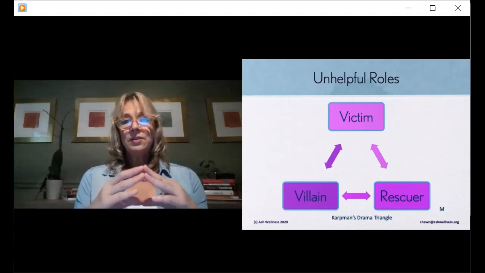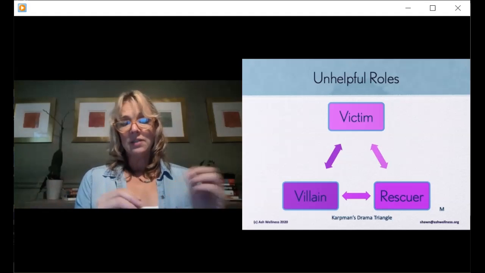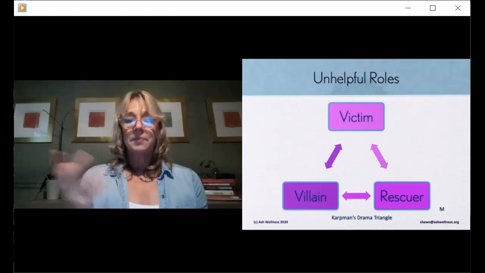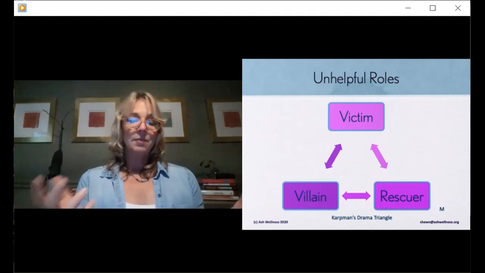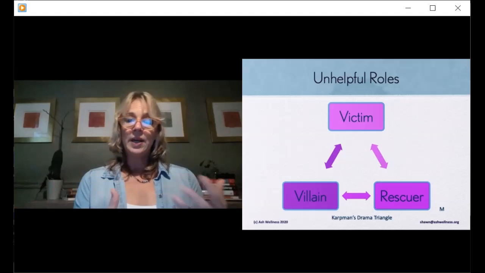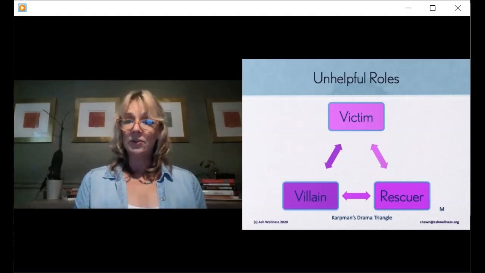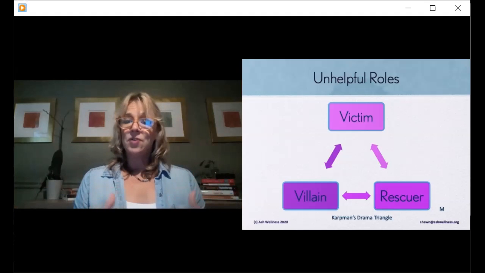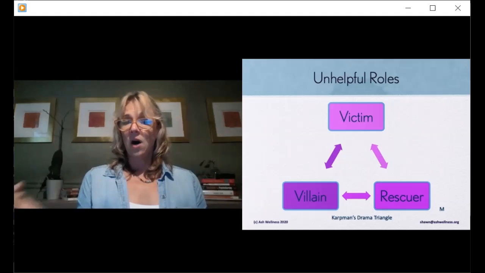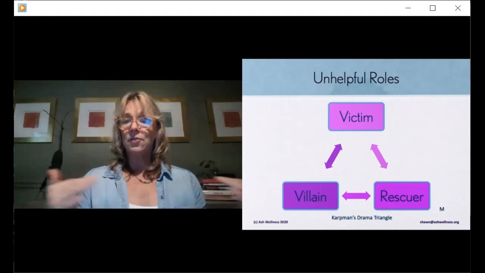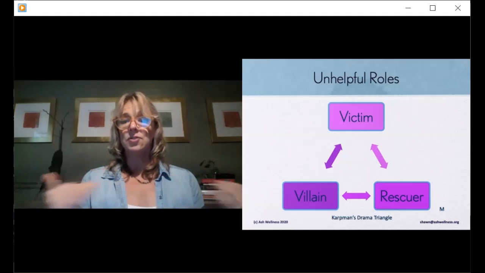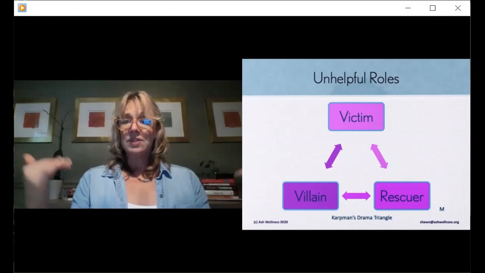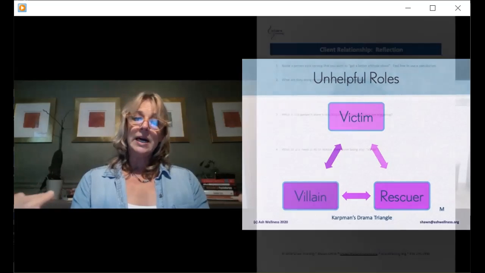So this triangle needs all 3 pieces to work. It needs a victim, it needs a villain, that was a hard word to say, and it needs a rescuer. Once we recognize what role we have taken on, or what role we're being pulled into, or what role we're witnessing, we can start to break down that triangle, and it disappears. All of a sudden that role is no longer there, and there's less drama, less triggering, less work that needs to be done, because we've started entering into being a guide.